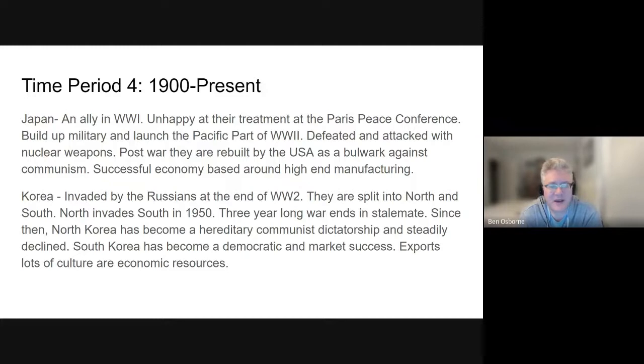All right. South Korea, on the other hand, of course, has become a democratic and market success over time. They initially were not democratic, but by the late 1980s, they end up changing their government into a more democratic system. Also, huge market success, lots of cars, all these kind of things. They export a lot of culture also, and economic resources as well. So don't forget, obviously, K-pop, as well as some other stuff, is going to be exported around the world from our good friends in South Korea.